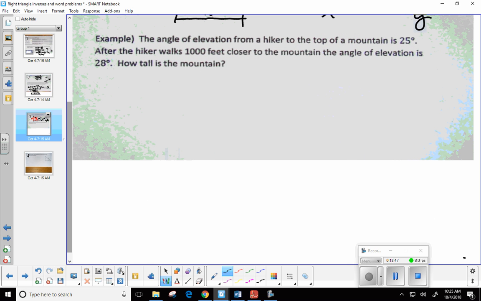Okay, and so then we'll go on to the next problem. It says the angle of elevation from a hiker to the top of a mountain is 25 degrees. After the hiker walks 1,000 feet closer to the mountain, the angle of elevation is 28 degrees. How tall is the mountain? And then I'll give y'all another minute or two, like the last one, to draw the picture.